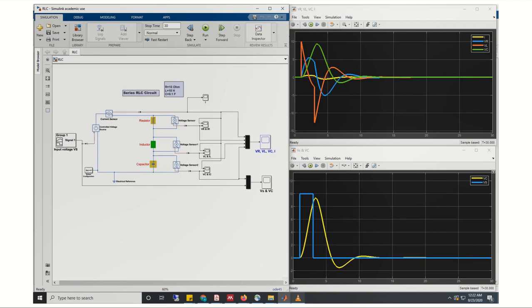I can say, and my output is the voltage across the capacitance. However, here you might notice that all these four quantities, the current, VR, VL, VC, are not independent quantities, right?